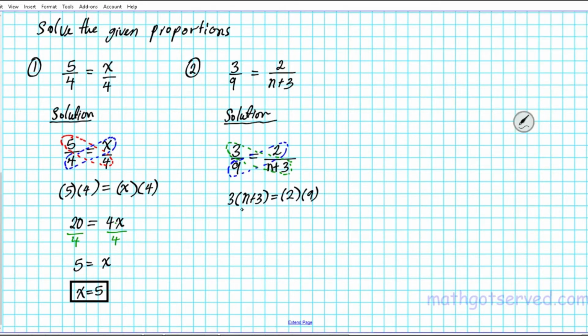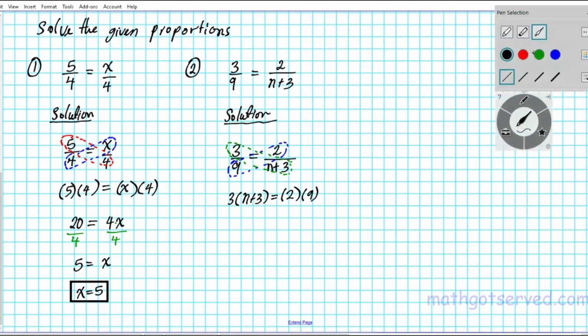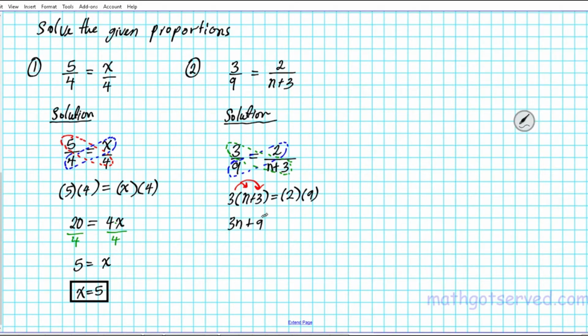Alright, let's multiply that out. On the left side, we have a parenthesis with 2 terms in it, so we have to distribute this 3 across the 2 terms in the parentheses, which results in 3n plus 9. 3 times n is 3n. 3 times 3 is 9. And on the right side, 2 times 9 is 18.